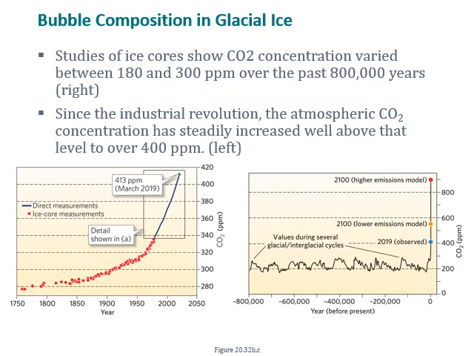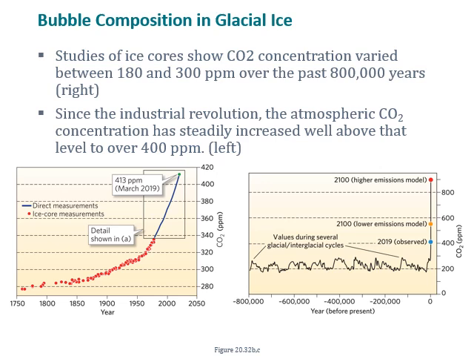So carbon dioxide and methane are increasing in recent time, but let's look a little further back. Studies of ice cores show carbon dioxide concentration varied between 180 and 300 parts per million over the past 800,000 years, the figure on the right.